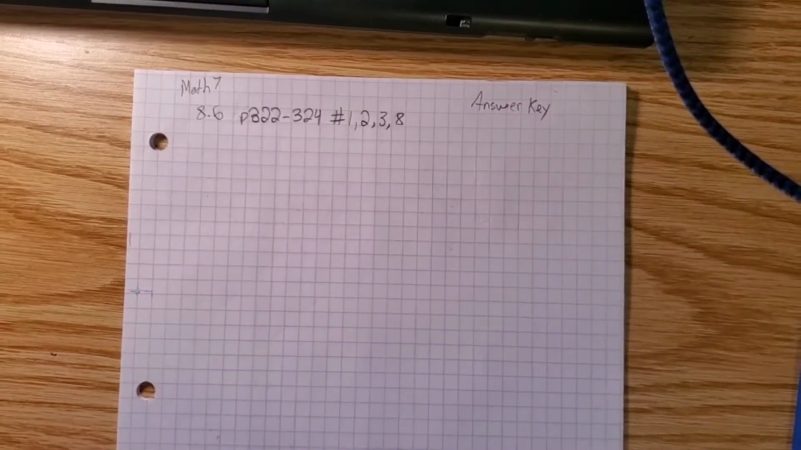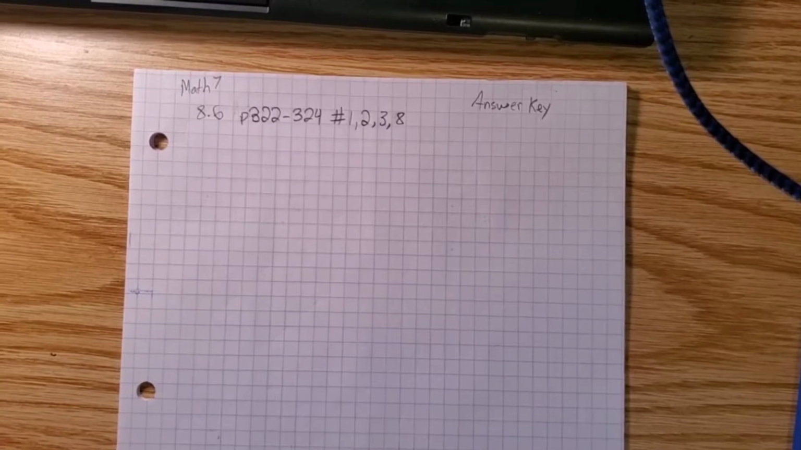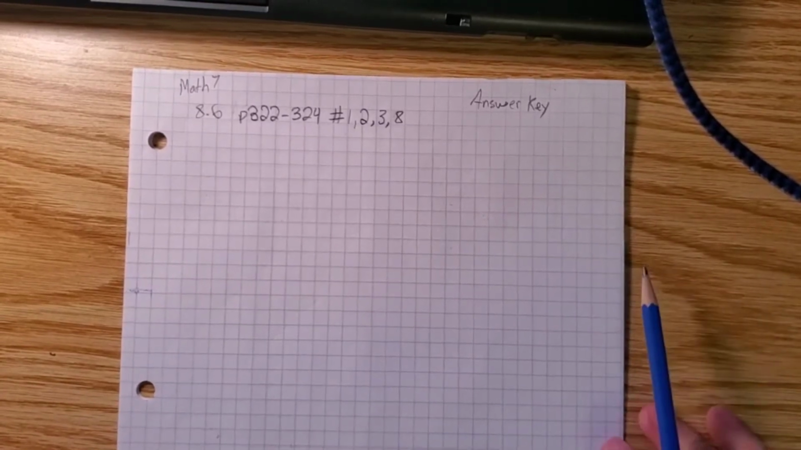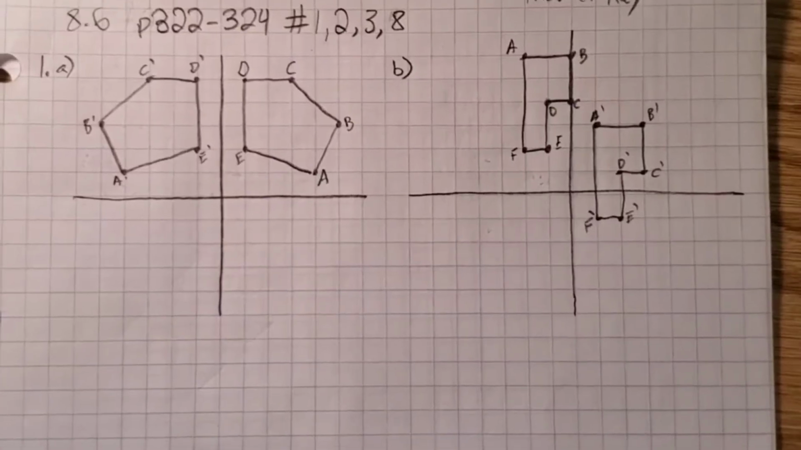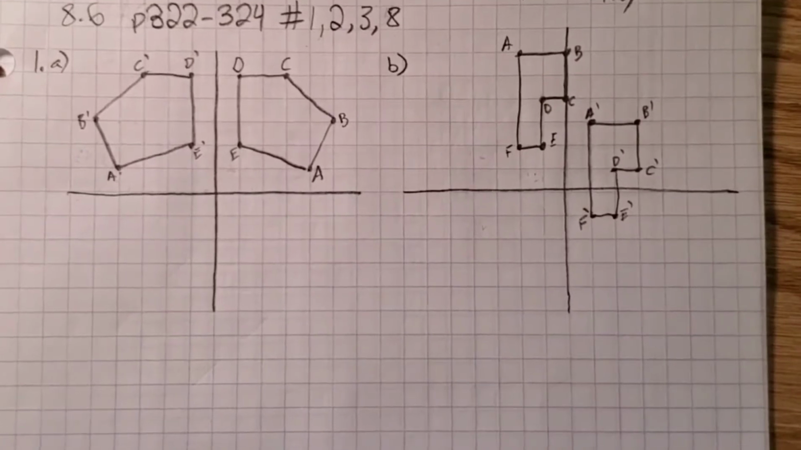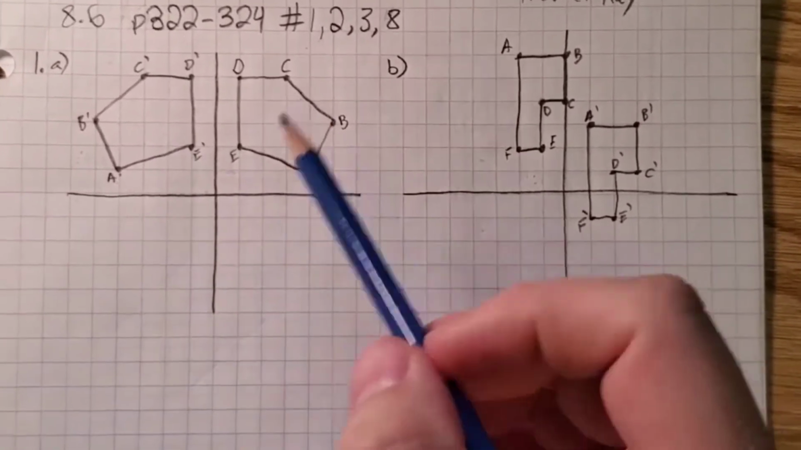Math 7, answer key for 8.6, which was graphing translations and reflections. We're doing page 322 to 324, number 1, 2, 3, and 8. All right, question 1 says to identify each transformation and explain your reasoning. So let's look at 1A.